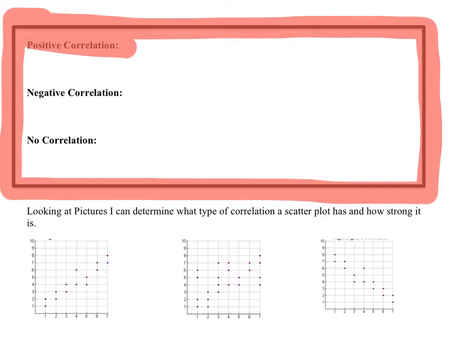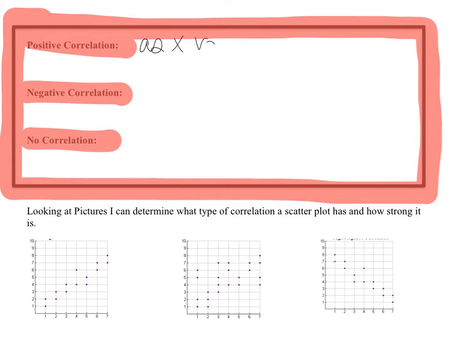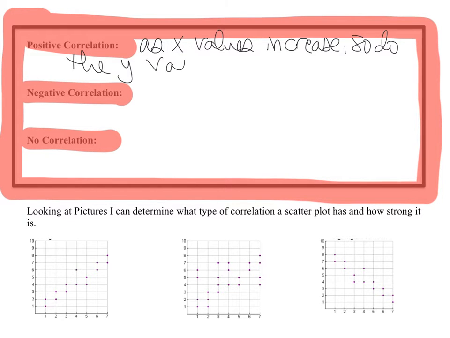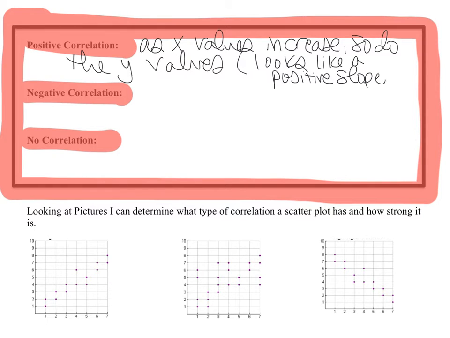We have a positive correlation, a negative correlation, and we have no correlation. So positive correlation tells me as my x values increase, so do the y values. Positive correlation, friends, looks like a positive slope. So a positive correlation looks like it's forming a positive slope.